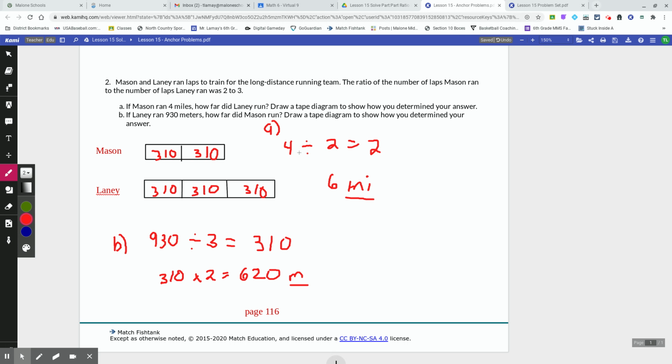All right. So once again, if you know how much each person, in this case, ran, then you got to split it up into what would fit in there. So Mason ran 4 miles. He has 2 blocks. You got to divide it by 2. Laney ran, in a separate problem, Laney ran 930. And you have to divide it by 3 in order to fit it in there. And there's 310 in each block.